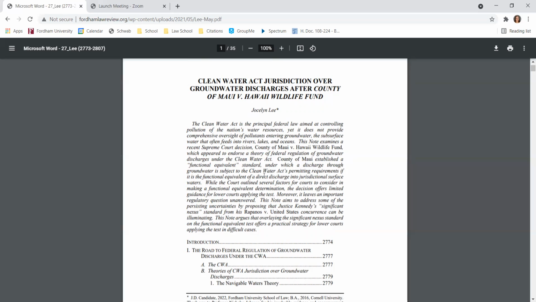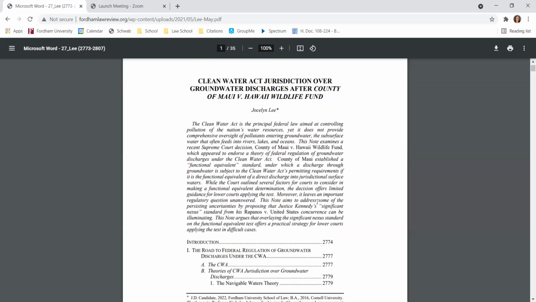County of Maui established a functional equivalent standard under which a discharge through groundwater is subject to the Clean Water Act's permitting requirements if it is the functional equivalent of a direct discharge into jurisdictional surface waters. While the court outlined several factors for the courts to consider in making a functional equivalent determination, the decision offers limited guidance for lower courts applying the test. Moreover, it leaves an important regulatory question unanswered.